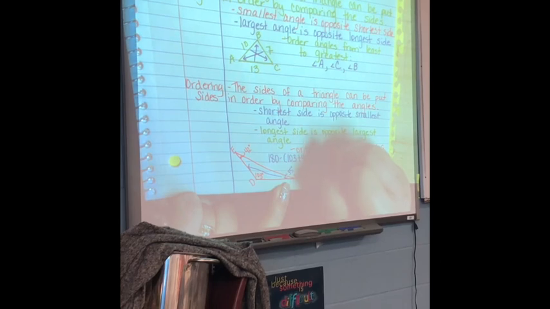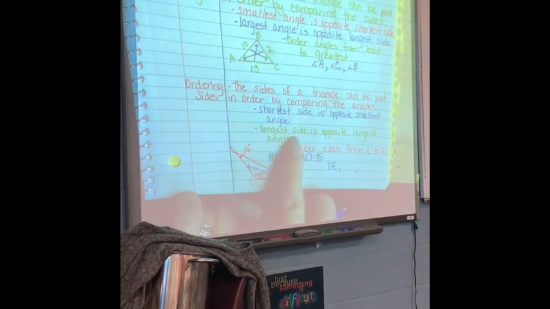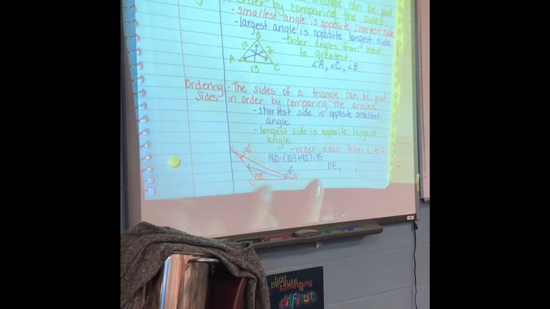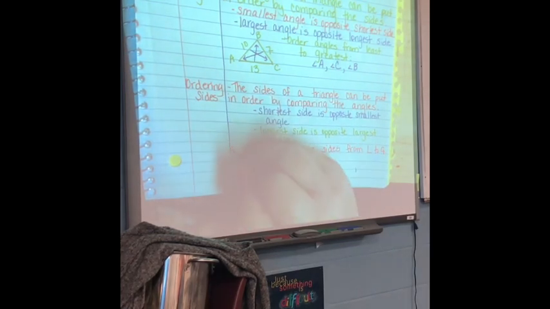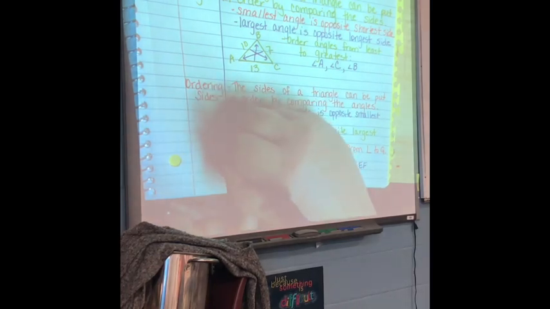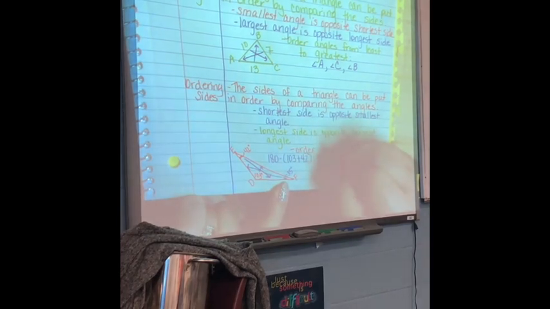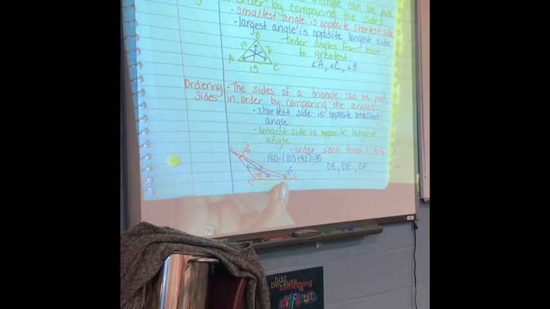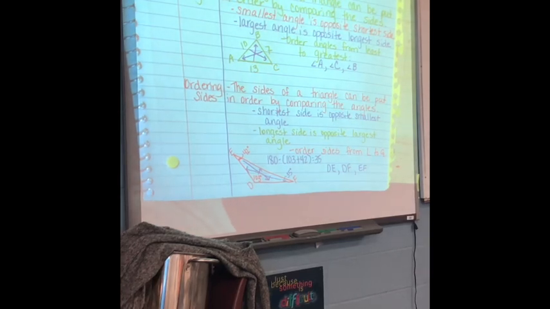DE or ED, either way. Letters don't matter in order right there. And then, using the other information they gave me, they said the longest side is opposite the largest angle. So the largest angle here would be 103, and it is opposite side EF. So that will be my greatest or largest side. So now I just have to use the one in the middle, which is 42, which will be DF or FD. So there's my side measures in order. Any questions there?